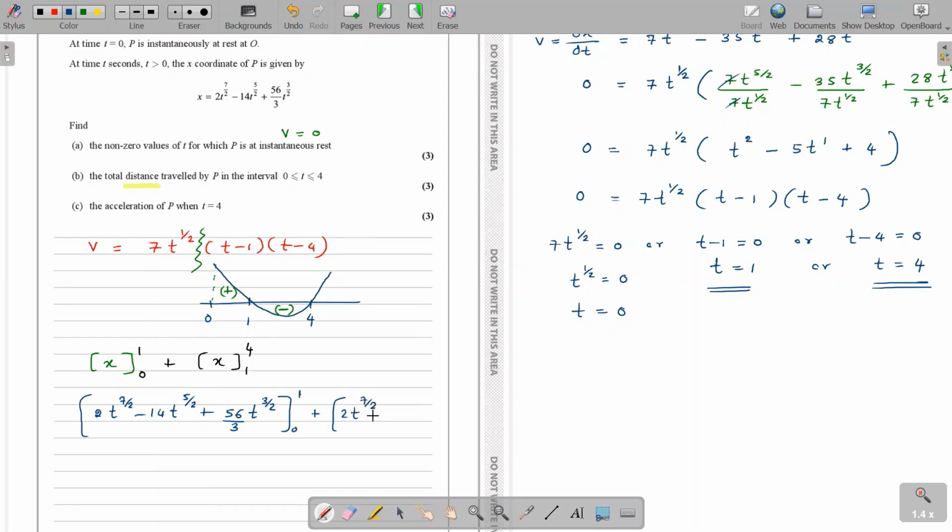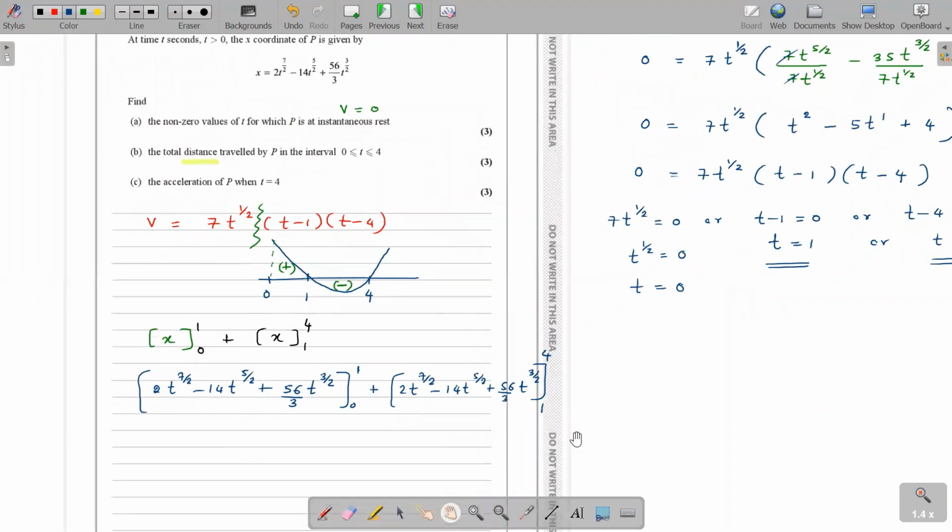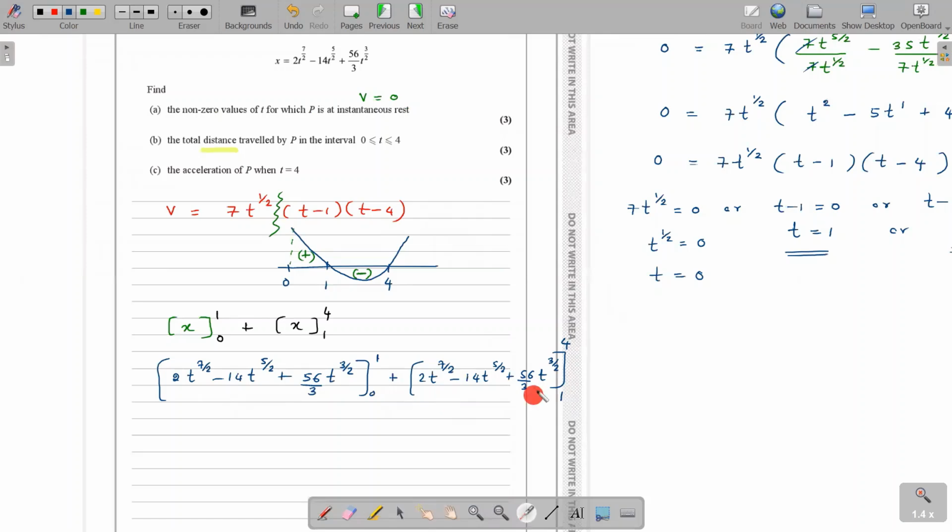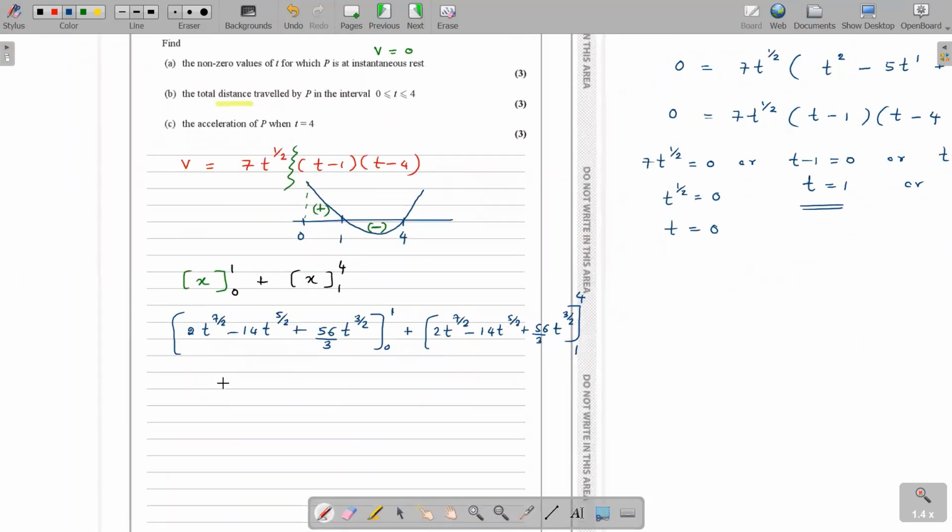2t to the power 7 over 2 minus 14t to the power 5 over 2 plus 56 over 3 t to the power 3 over 2. Here the limits are from 1 to 4. Is that okay? So I'm writing everywhere. Just be careful, you're not supposed to write on this. Okay, what do we get here?